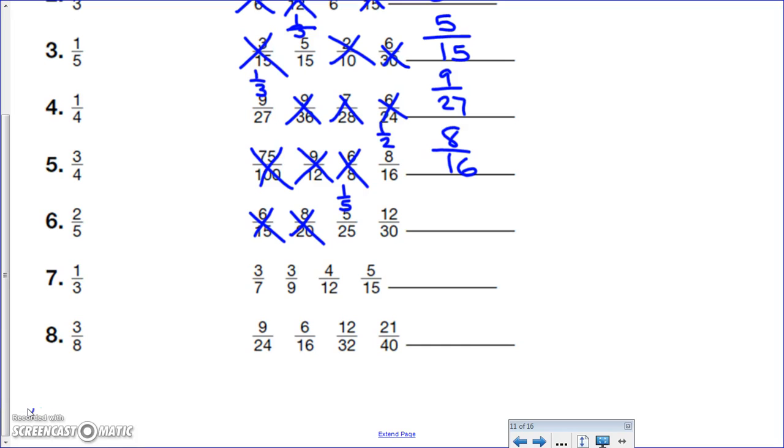And for 12/30, we're going to divide by 6, and that also gets us 2/5. So our answer for the one that does not match is 5/25.